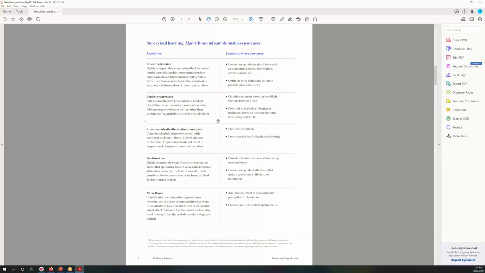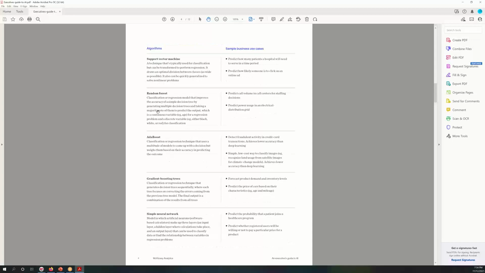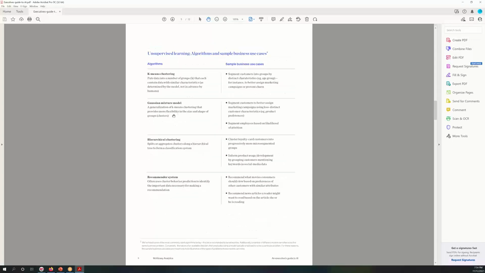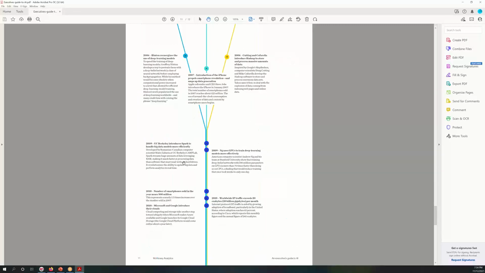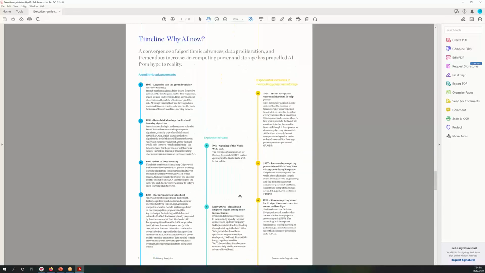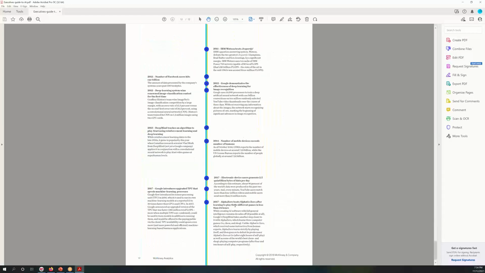They are also doing it: linear regression, logistic regression, linear quadratic discriminant analysis. I didn't put this one. I'll put it. Decision tree, naive Bayes, support vector machine, random forest, AdaBoost, gradient boosting method, simple neural network, K-means clustering, Gaussian mixture model, hierarchical clustering, recommender system. We learn a lot of things, and here are some interesting things, how different people contributed to that. Very nice article. I liked it.